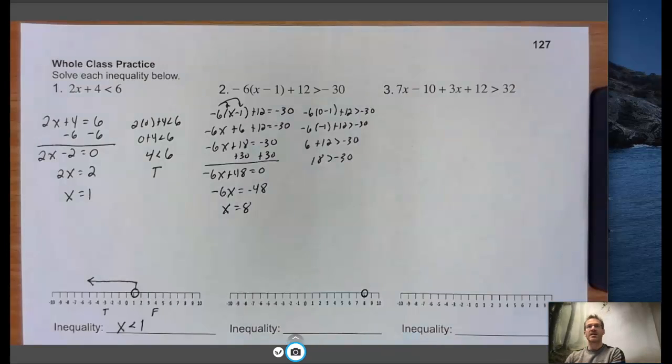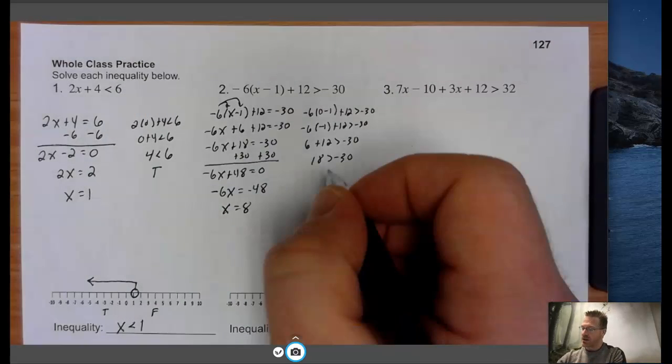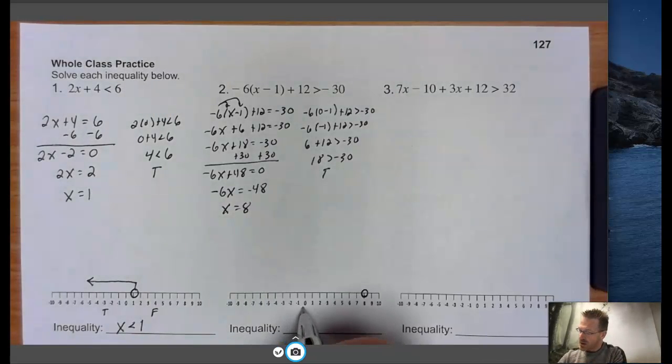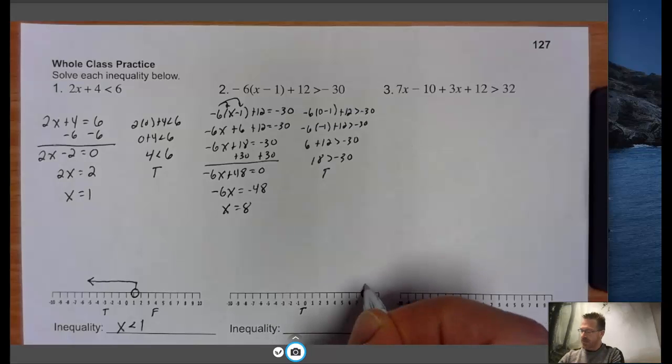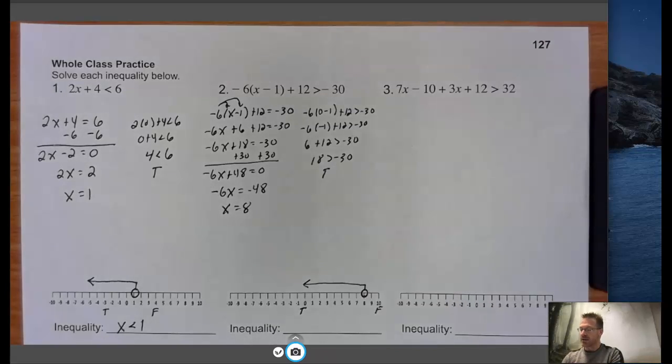All right, and then 6 plus 12 is 18. Now is 18 greater than -30? That is a true statement. So that means 0 is true. That means this side is false. Once again, we want to shade to the true side. So in this case, that's this side again. Now, if I'm going to the left of 8, all those numbers are less than 8. So my inequality would be x is less than 8. All right, so there we go.